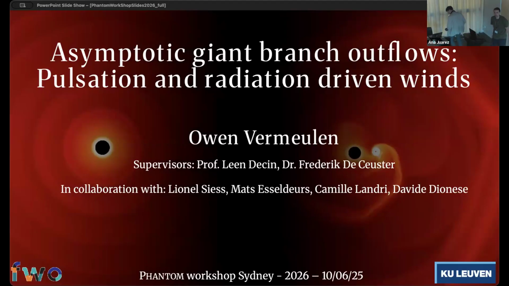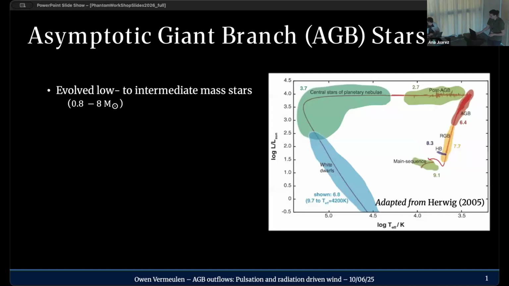So indeed, I will be talking about AGB outflows and more specifically how we actually drive these outflows now in Phantom. We already heard about AGB stars yesterday from Camille and Sam, but just a quick recap. AGB stars are the evolved versions of low to intermediate mass stars, which have typical initial masses between 0.8 and 8 solar masses. In this phase, which is one of the final phases, these stars strongly increase in radius, and so they also cool down in the outer regions.